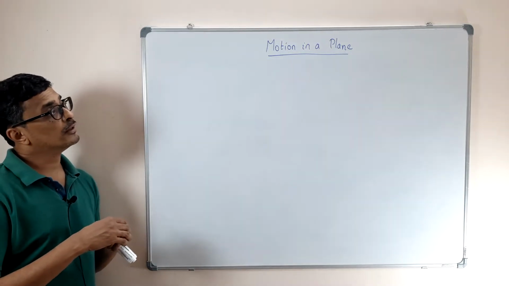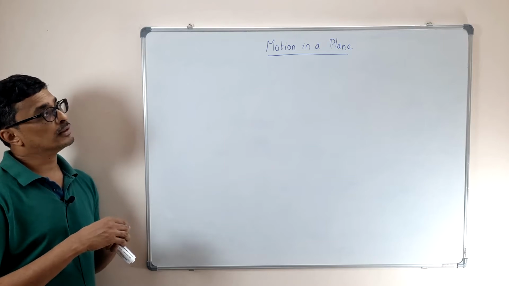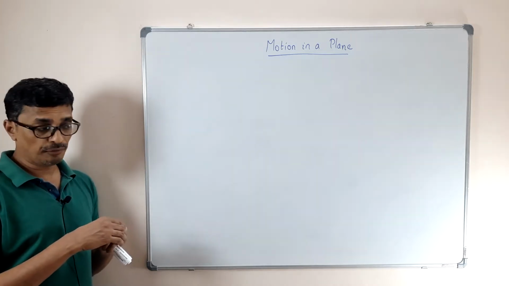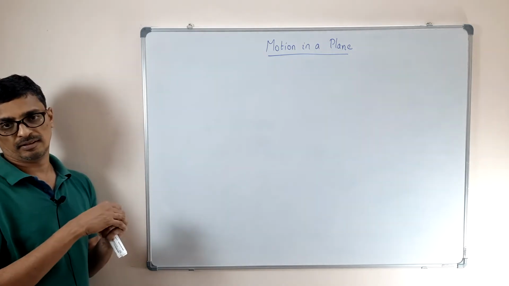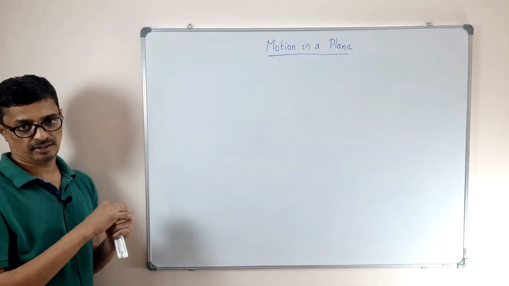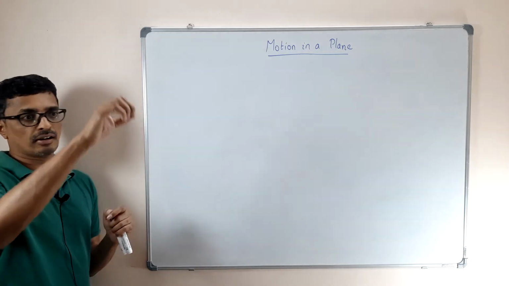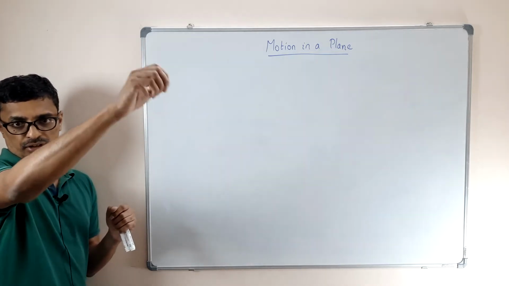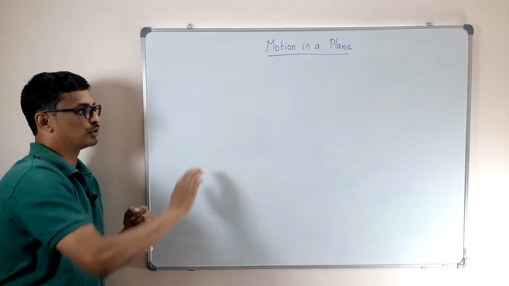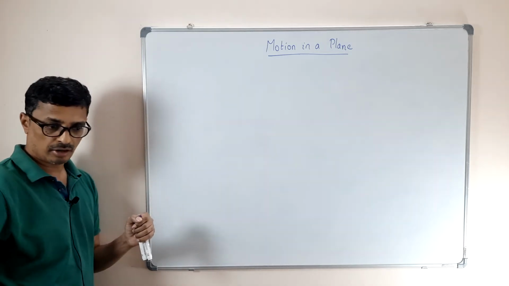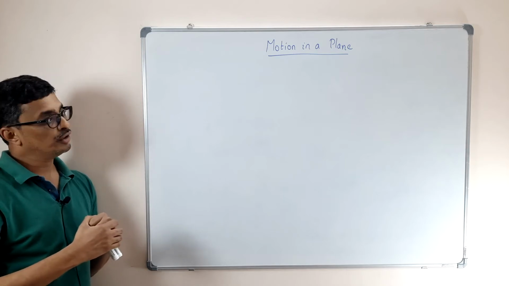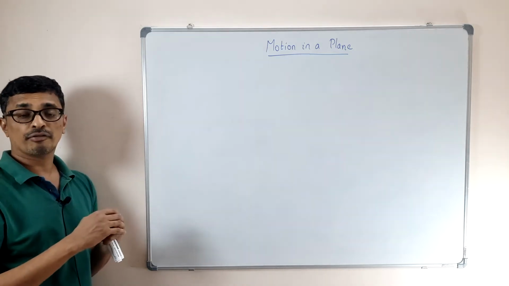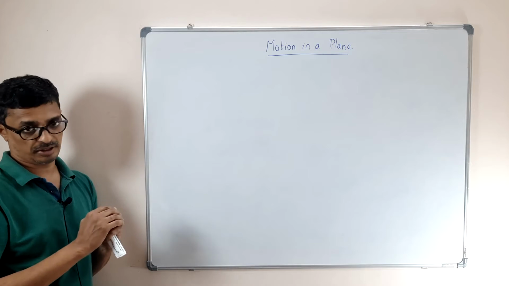But if there is a body which is moving in a plane, what does that mean? It may not be a straight line. It may be something different. So it is on a plane. Suppose an ant is moving, or a car is moving on the road. It's not going to be a straight line. So in that case, how are we going to define these quantities?